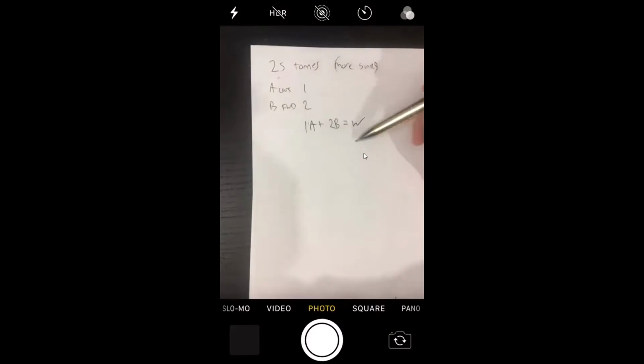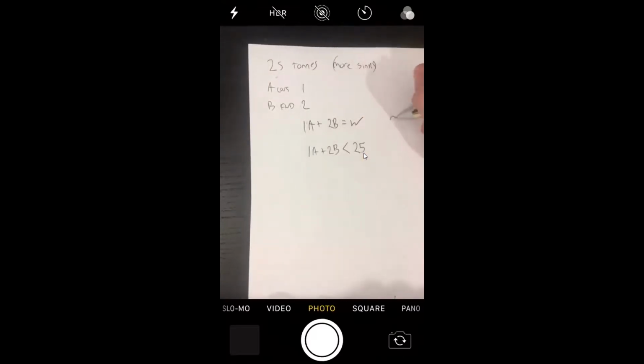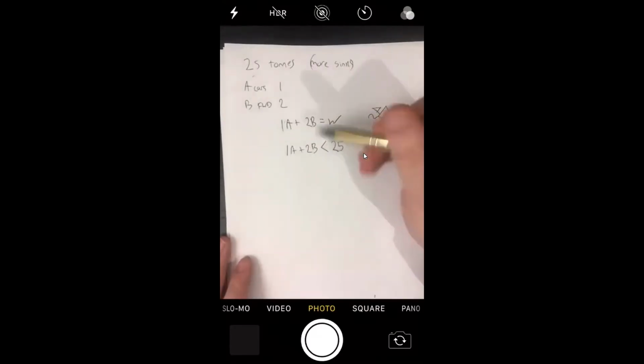Now this weight must be less than or equal to 25. So that means that 1A plus 2B must be less than 25, because if this goes over 25, the ship will sink. And we don't want the ship to sink. That'd be really bad. So now we've got an equation, and we can actually start to plot this.